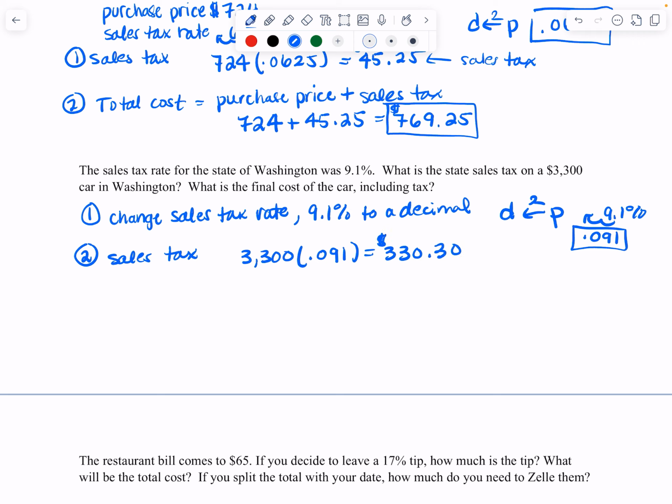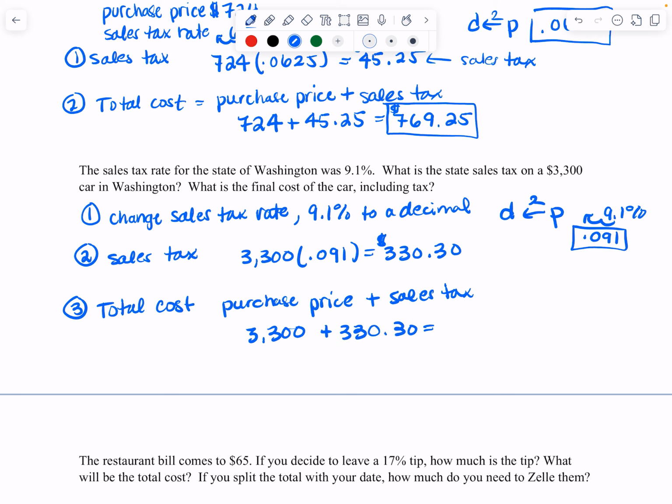$300.30. Okay, so to find the total cost of the car, I'm going to take the purchase price, which in this case was $3,300, and I'm going to add the sales tax to that. So the sales tax we found out was $330.30. So let's add those two together. And when I do that, I get $3,600.30. So this is how much that person would have to pay for the car.